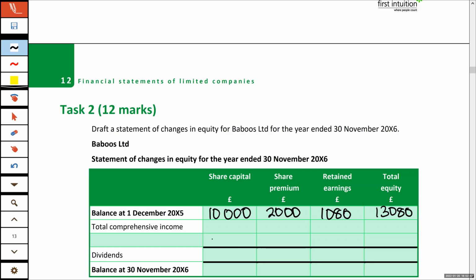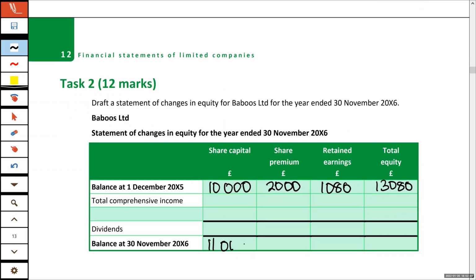And I know at the end of the year, I have 11,000 as share capital, 5,000 as share premium, retained earnings, how much is that? That is 1,277. That gives me those totals. So that's 11 plus 5 plus 1,277. That's 17,277.